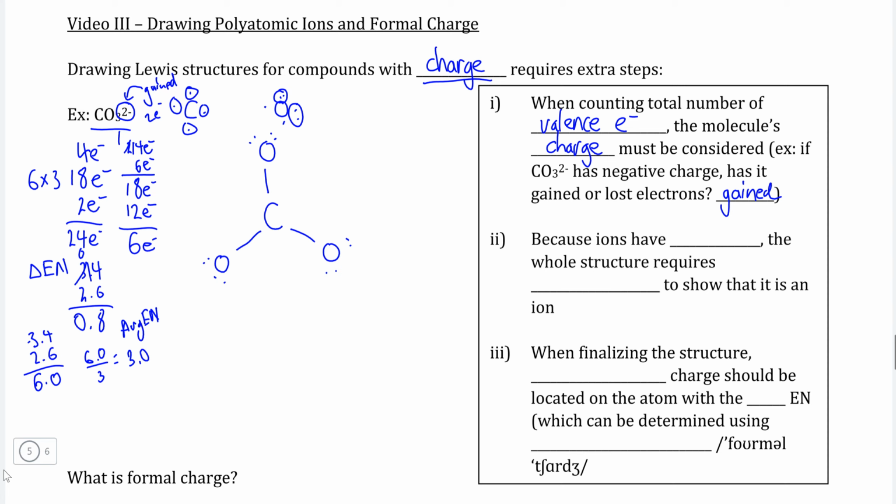Now, at this point, if we were to follow our step-by-step guide on drawing Lewis structures, we would add in double bonds, and lo and behold, there's 1, 2, 3, and that's all of the electrons that we have added. But of course, we have a problem.